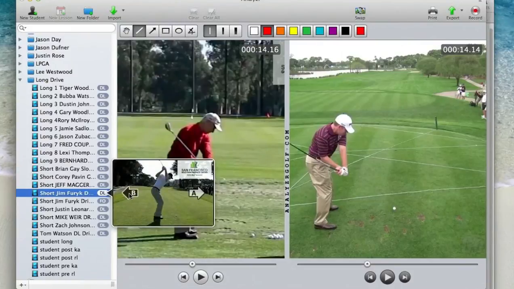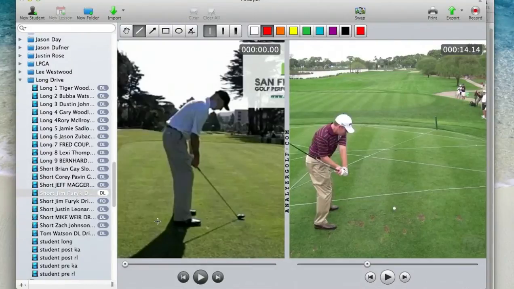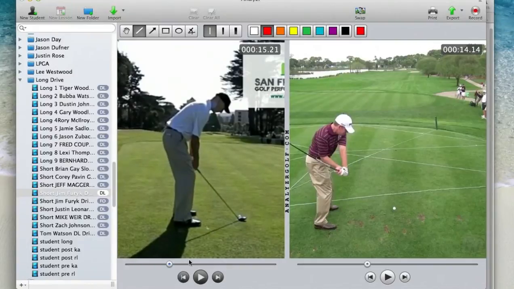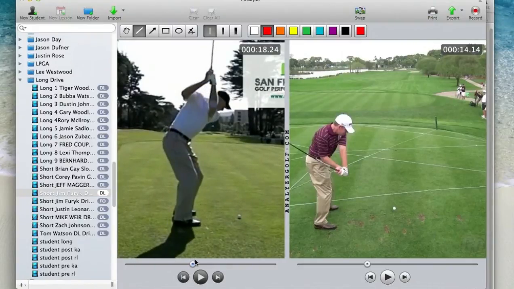Now I want to use one example of someone who has decent sequencing, and while he's lower than tour average, he's not at the bottom of the list in terms of club head speed. But what you'll see is that if we go up to the top of Jim Furyk's swing, which is right about here, you can see that there's not very much displacement. So he didn't rotate his lower body, he didn't rotate his rib cage. Most of the movement happened here in his shoulders.